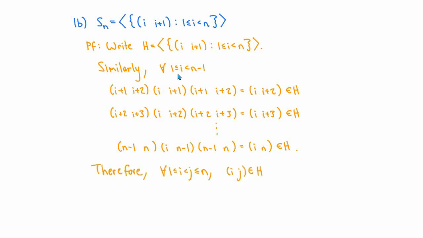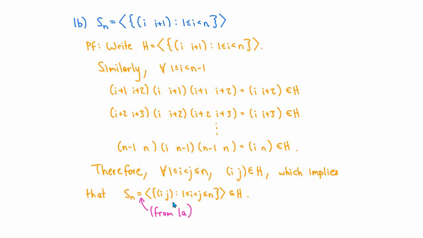Well, the i here was arbitrary, so that proves that H must contain all transpositions. But if H contains the set of all transpositions, then it must also contain the group generated by that set. And we know from part 1a that the group generated by the set of all transpositions is all of Sn. That allows us to conclude that the group H is in fact Sn, and it completes our proof that Sn is generated by this special collection of transpositions of the form (i i+1), where i is bigger than or equal to 1 and less than n.